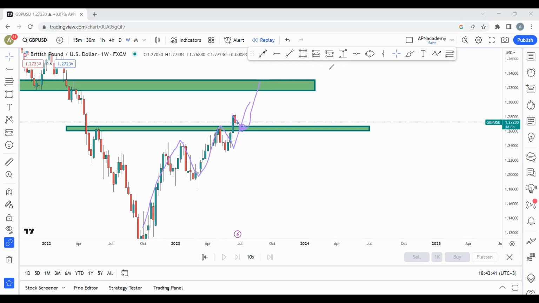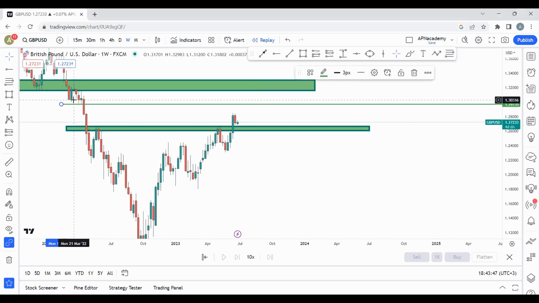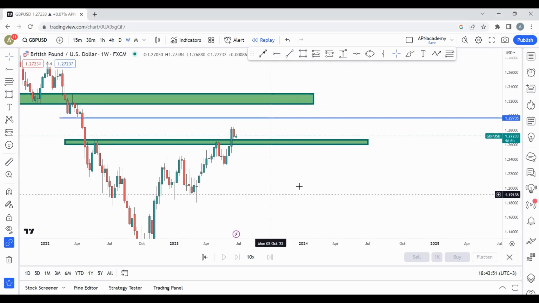But of course, weekly is telling us that we have an area that is slightly lower, that we should not ignore. I'll just change it to blue. So this can be your first target.